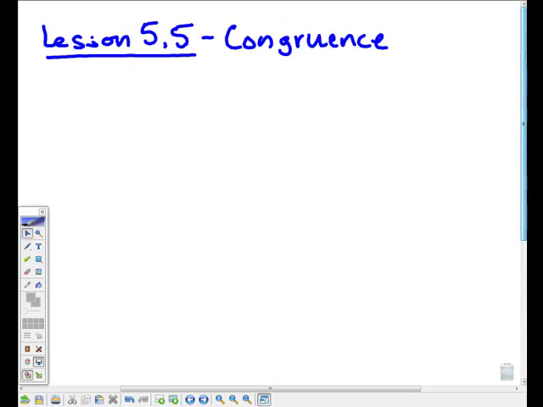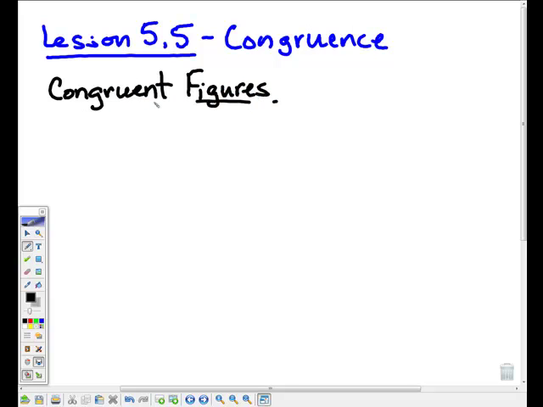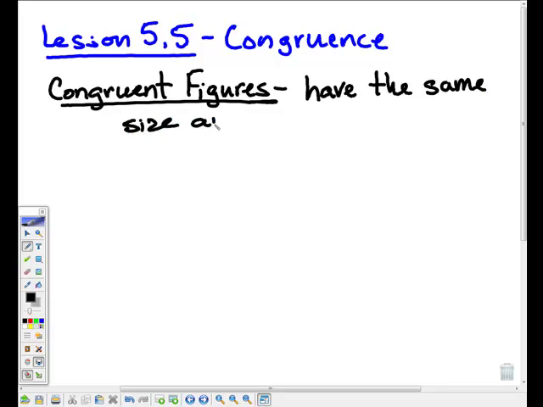That stuff's gone. I'd like to have you write down a definition for congruence or congruent figures. Congruent figures will be figures that have the same size and shape.